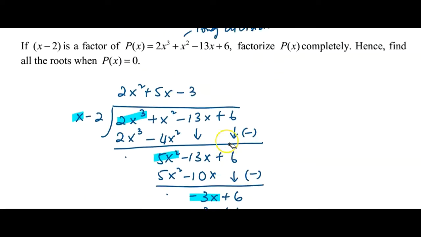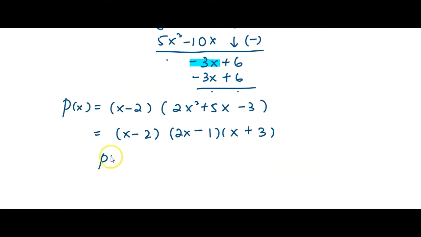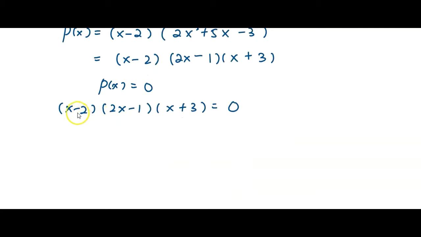And now you move to the next question, because the question continues by asking you to find all the roots when p(x) equals 0. Meaning that when p(x) equals 0, this factor or this factor, that is your cubic expression in the factors which are factorized completely, is equal to 0. So when you have a multiplied by b multiplied by c equals 0, you can say that either a equals 0 or b equals 0 or c equals 0.